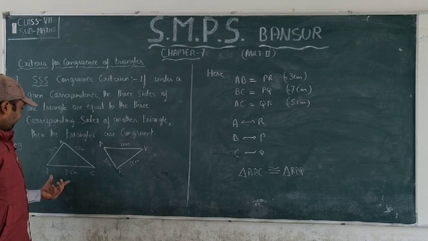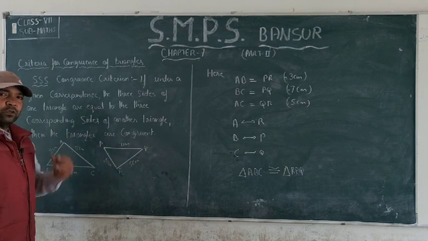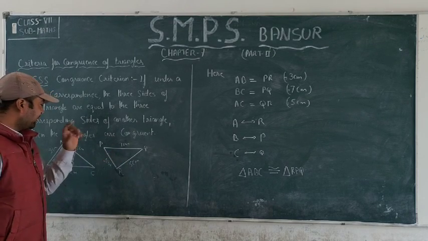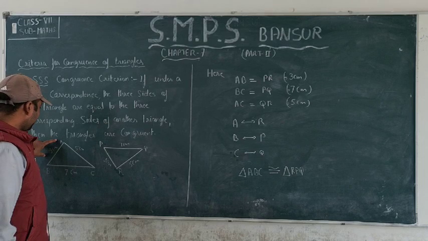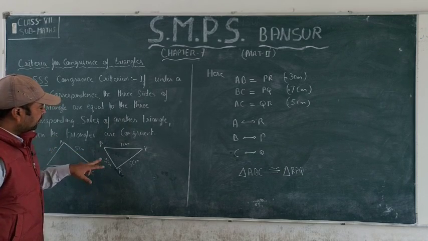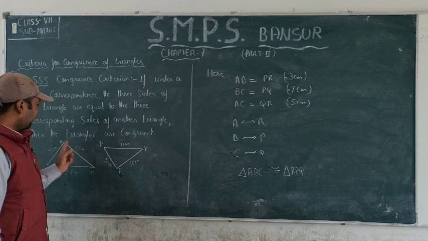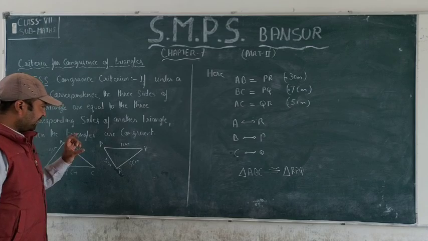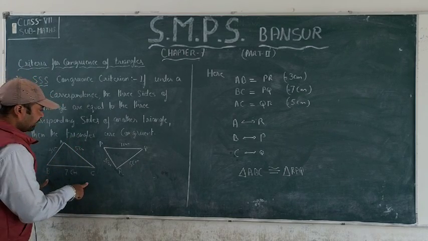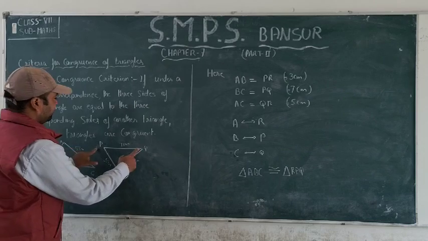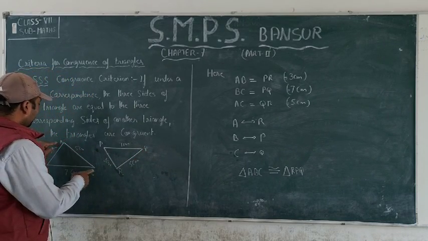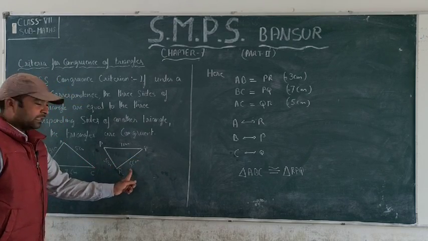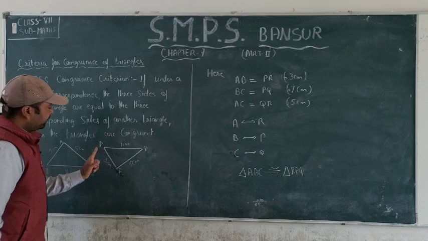So BC is 7 centimeter. Here PQ is also 7 centimeter. So BC is equal to PQ. AB, which is 3 centimeter, is equal to PR, that is 3 centimeter, and the remaining AC is 5 centimeter. Here QR or RQ is 5 centimeter. So we have seen that the corresponding side of BC, which is 7 centimeter, is PQ, that is 7 centimeter. AC is 5 centimeter, so QR is 5 centimeter is its corresponding side, and AB is 3 centimeter, here PR is 3 centimeter.